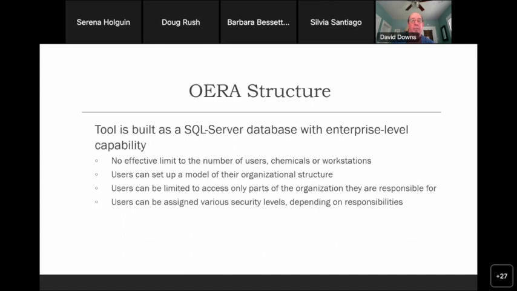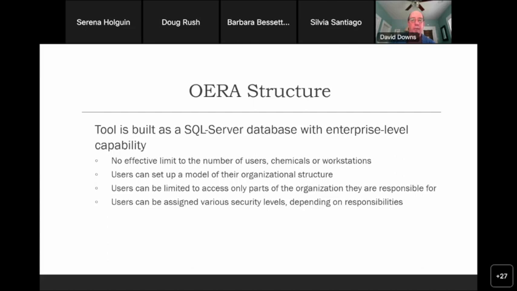So it's a tool based on a SQL Server database. There's no limit to the number of users. You can set up a model of your organizational structure so that you can keep your data based on the areas and operations that you have.